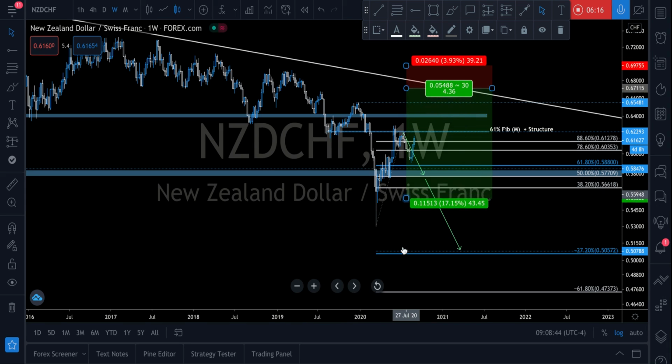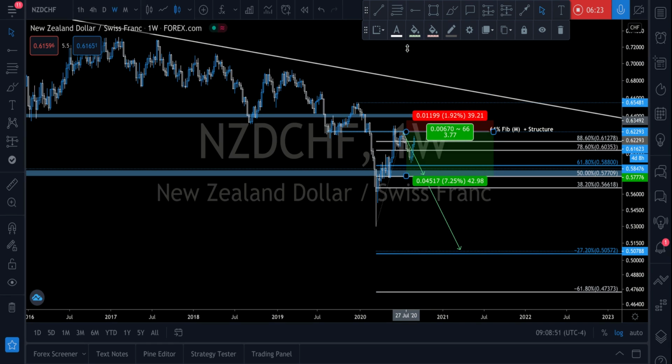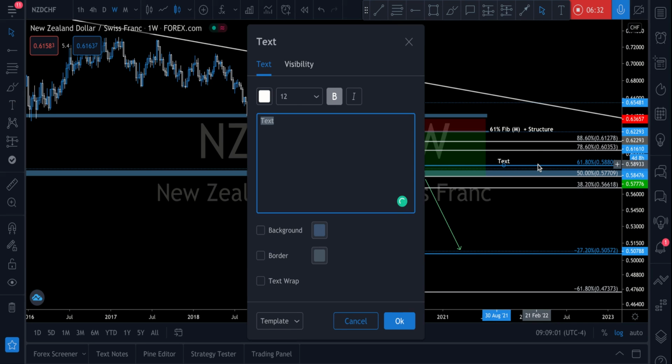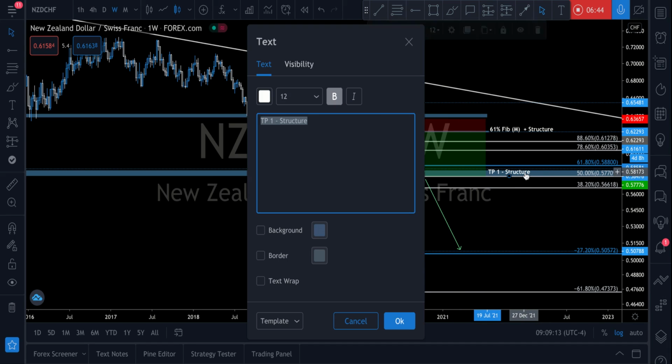Basically, I want to sum it up with a safe entry, which would be closer to right here. And this would be more of a scalp for my short-term traders, and that'd be TP1. I'm just going to mark it out real quick. I'm going to say TP1 structure. Oops, let's mark it up. I want to make sure you guys know this is the all-time low on the monthly time frame.